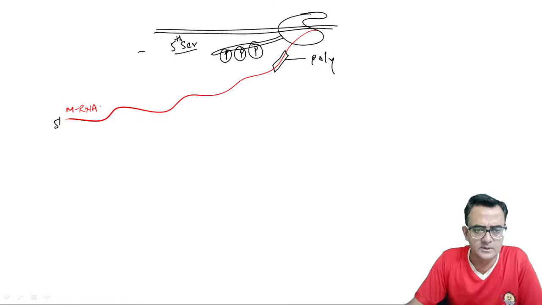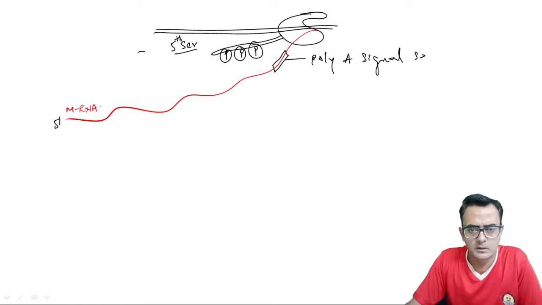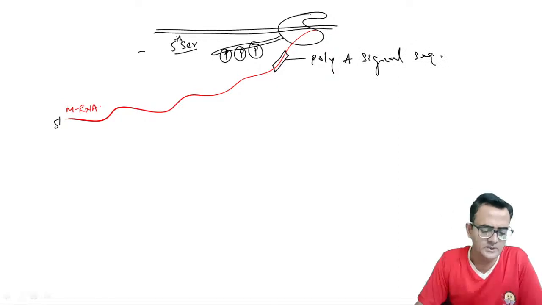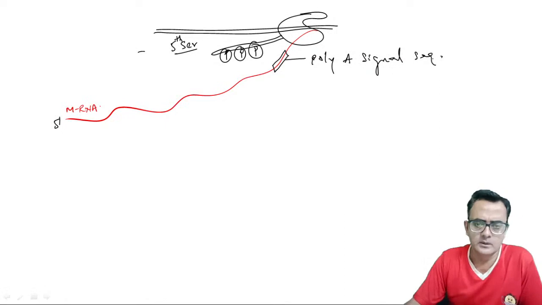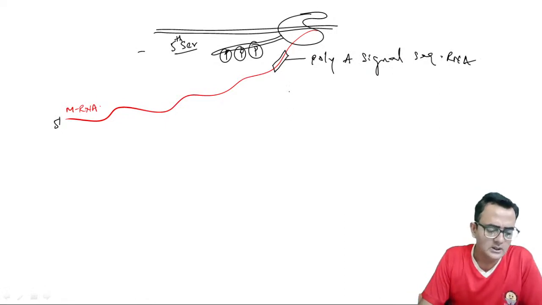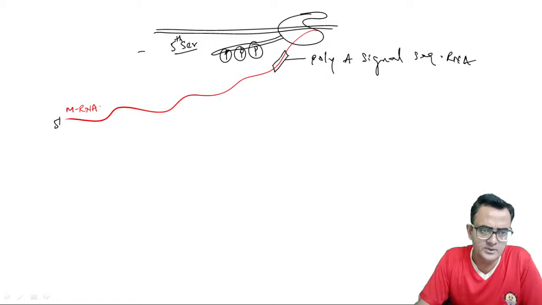This signal sequence, poly A signal sequence, is present on the mRNA, or on the RNA. Here two enzymes will bind when the transcription is about to end. One enzyme binds here and another enzyme binds here, and I'm writing it like this.